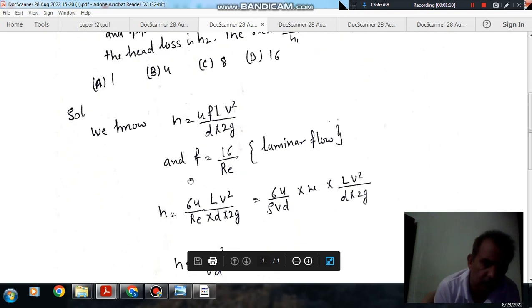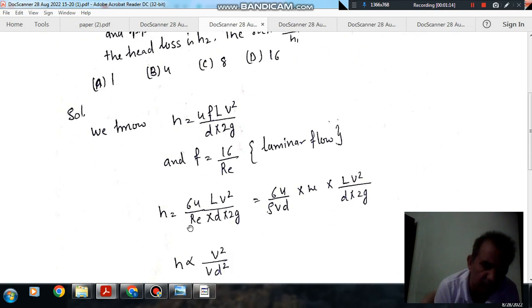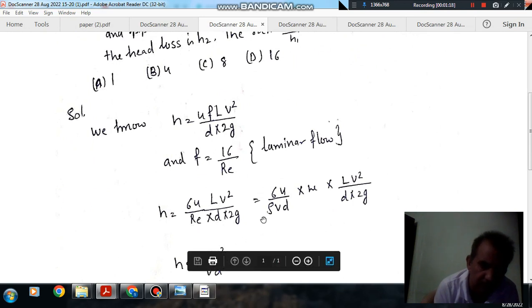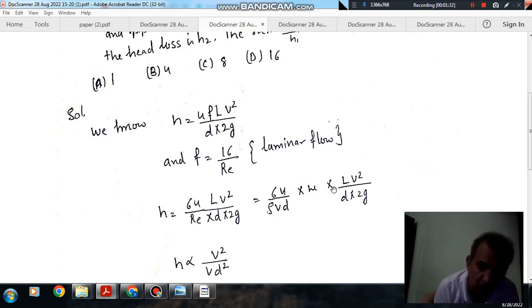So if we put f here, then the head loss H will be 64 L V square divided by Re, divided by D into 2g. If we put the Reynolds number as rho V D by mu, then it will be 64 divided by rho V D by mu, into L V square by D into 2g.